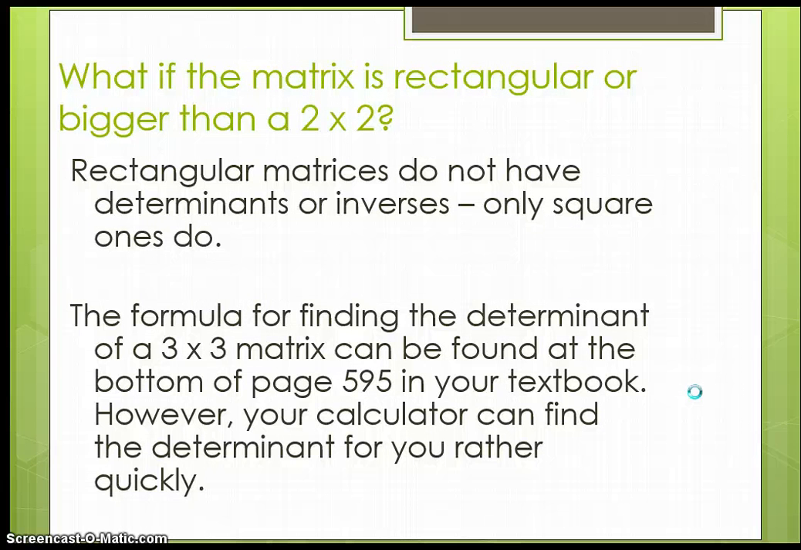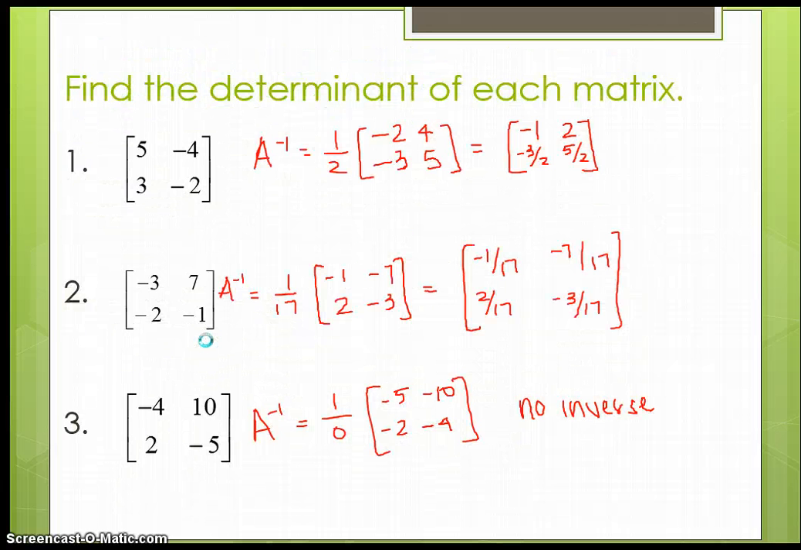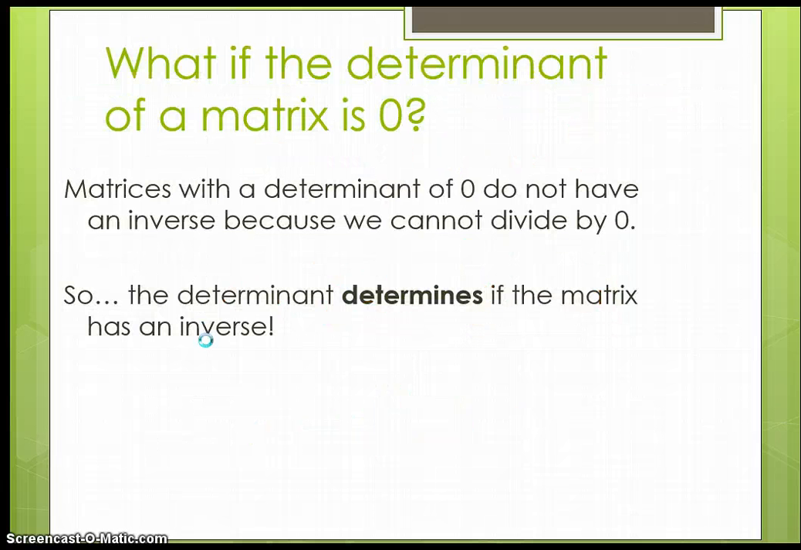If a matrix is rectangular, so rectangular matrices don't have determinants or inverses, only square ones do. So if I ask you to find the inverse or the determinant of a 2 by 3 matrix, it's not possible. You will be asked to find the determinant for 3 by 3 matrices, for which there is a formula in your book on page 595. However, there is an option to do that in your calculator. Only if you are doing 3 by 3 matrices should you be using your calculator, which means that for anything else, like your 2 by 2 matrices, if I ask for the determinant or the inverse, I expect to see work for them, just like we did here.